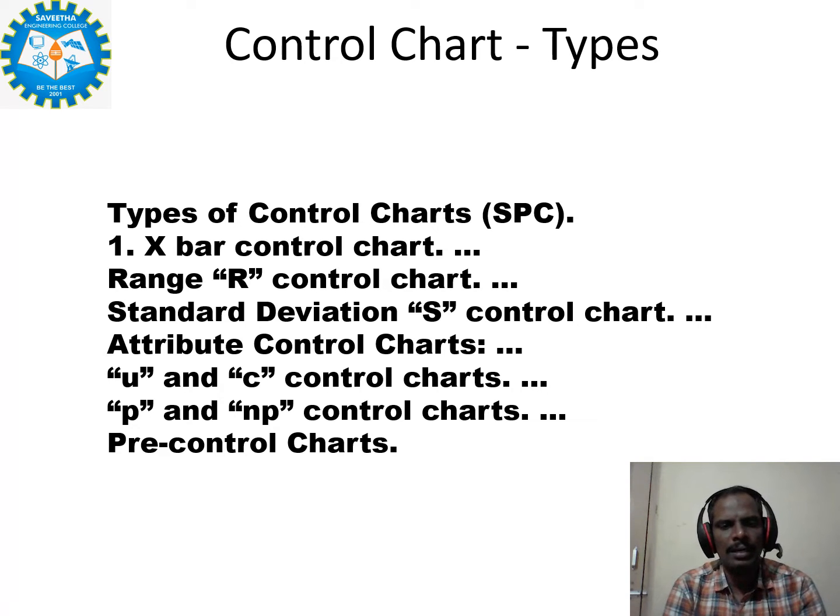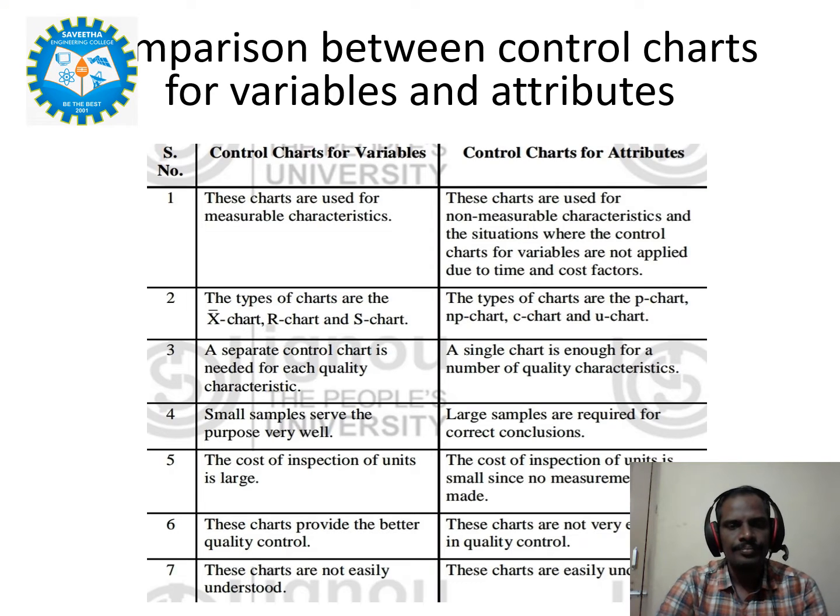There are different types of control charts used. One is the X bar chart, or the standard deviation S control chart, or the U or C control chart, or the P or NP control chart, or the pre control chart. So these are the types of control chart used in the process.